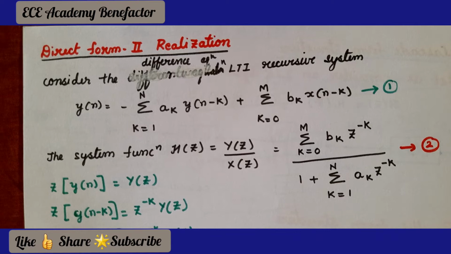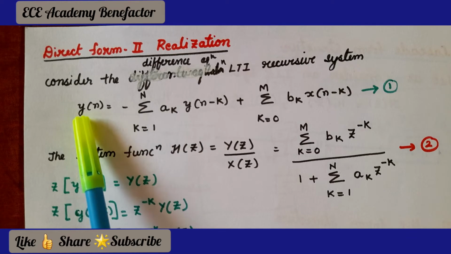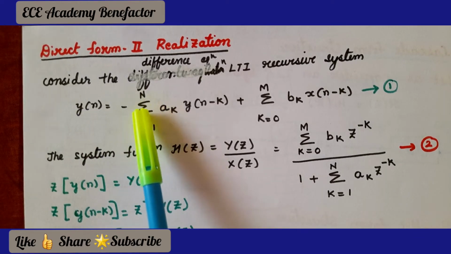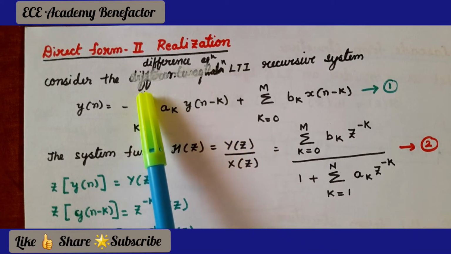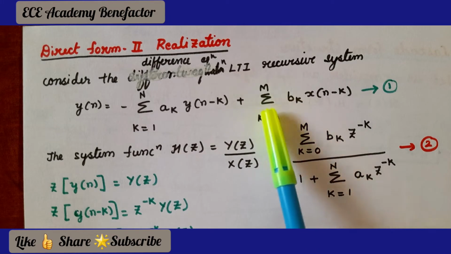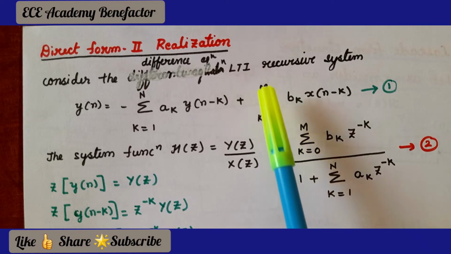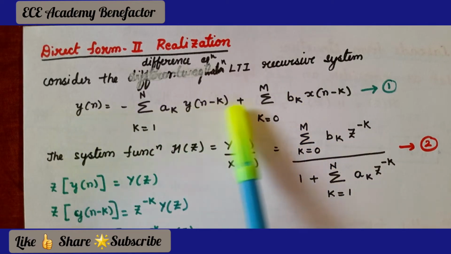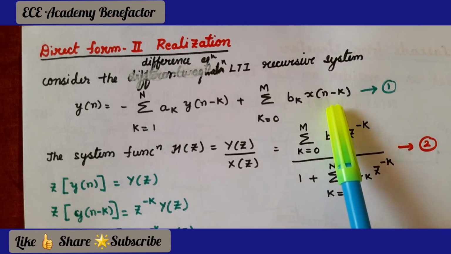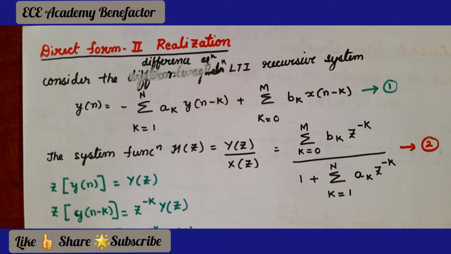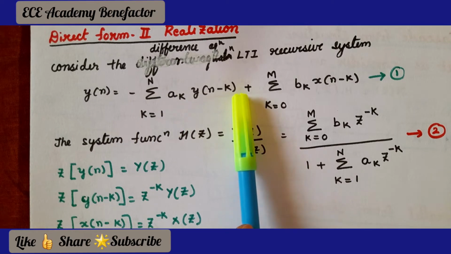So, the LTI recursive system is expressed by the difference equation, which is the same: y of n is equal to minus of summation a k y of n minus k, and this k is varying from 1 to capital N, plus summation b k x of n minus k, this k is varying from 0 to capital M. So, this is a difference equation known to us. It is for LTI recursive system. Okay. So, now we apply Z transform to this equation and find the system function.